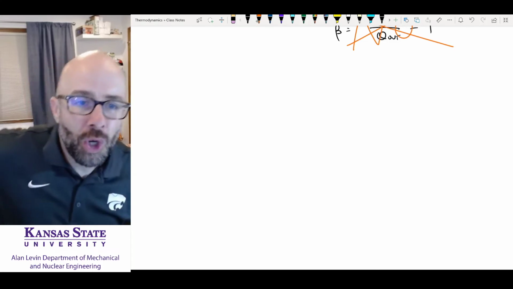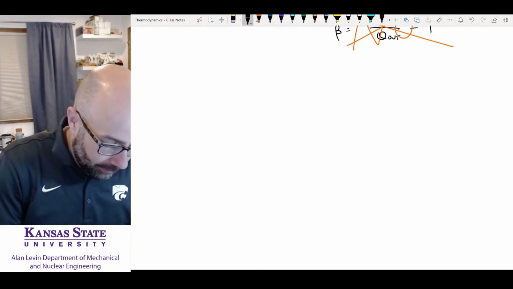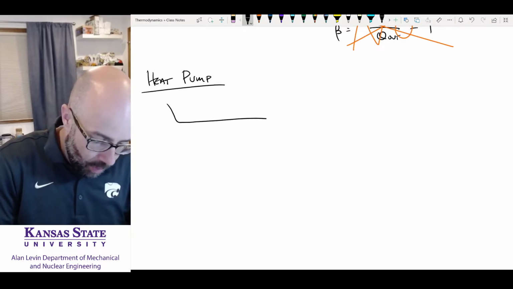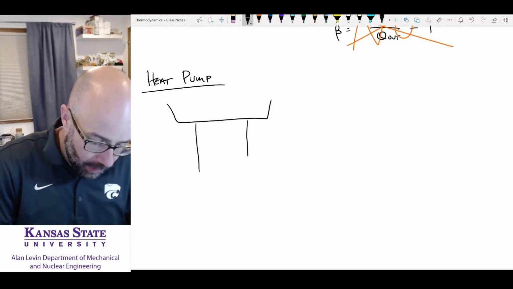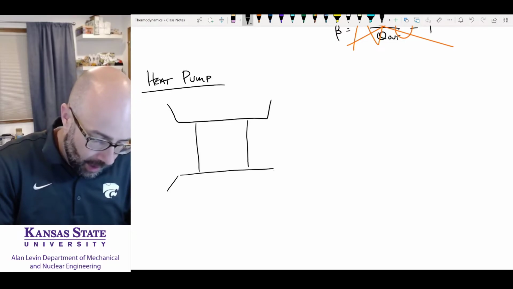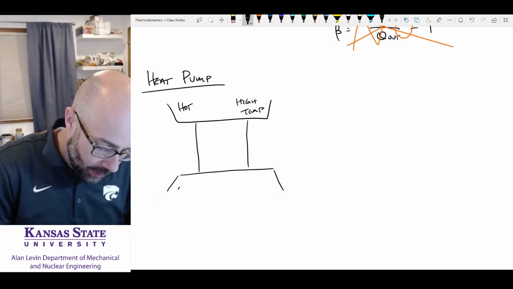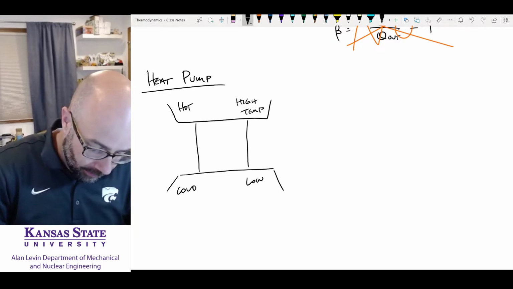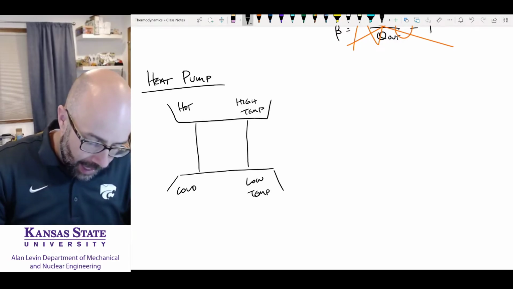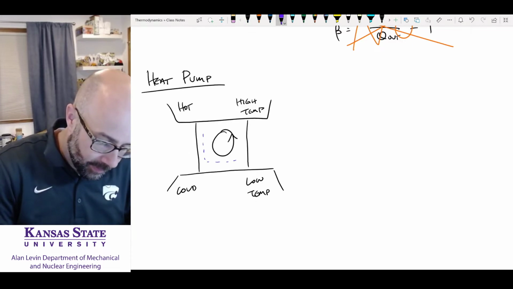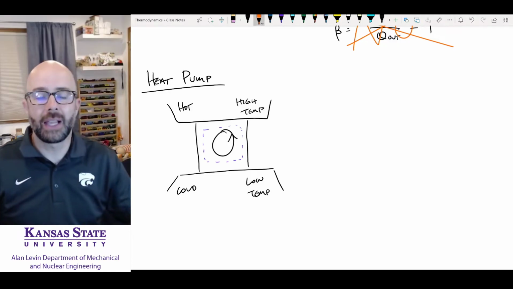Okay, now we go to our third and final cycle, which is a heat pump. We're going to draw it the same way that we have before. We're going to have our hot reservoir, or our high temperature, and our cold reservoir, which is our low temperature. And we're going to have our cycle here, which is what we're looking at. This is our system. That's what we're going to have, just like we had before.